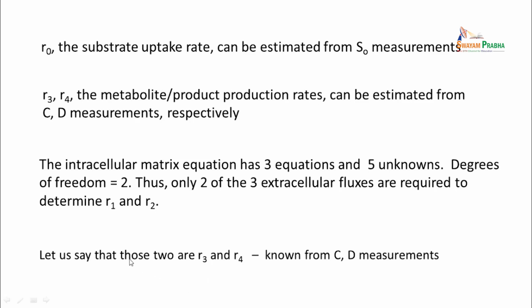Let us say that those 2 are R3 and R4, which can be known from C and D measurements. We take measurements of C and D concentrations at reasonably closely spaced times, and we have these concentrations. We have these rates as derivatives, C2 minus C1 divided by T2 minus T1, and so on and so forth.